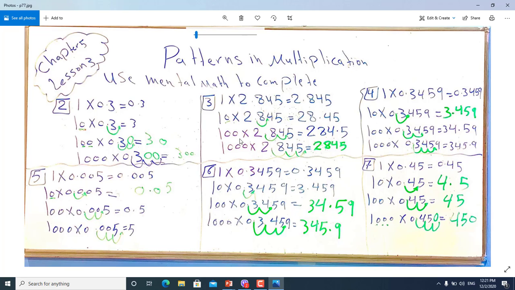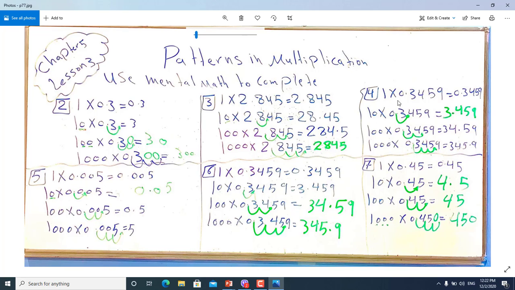And from there we have 100 times 2.845. It has two zeros, so we move this point two places to the right, 1, 2. So it takes place between 4 and 5. We get 284.5. And from there it's 1000 times 2.845. 1000 has three zeros, so we move this decimal point 3 places. 1, 2, and 3. It takes place after 5, so we don't need to write it.